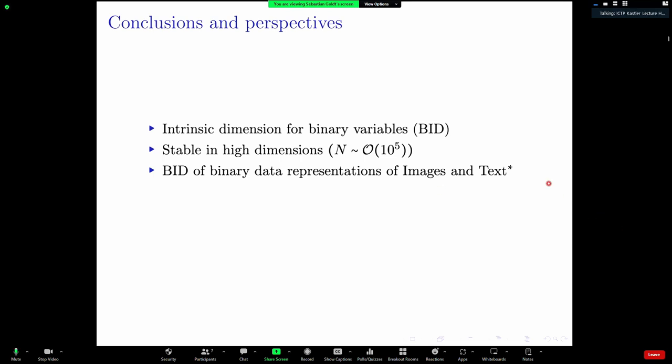We have another experiment on text, which was impossible to fit in 12 minutes. And the perspective is that we want to put this algorithm in DataPy, a package written in Python to do distance-based analysis of data manifolds, such that everyone who has a spin system can measure the binary ID. Thank you.